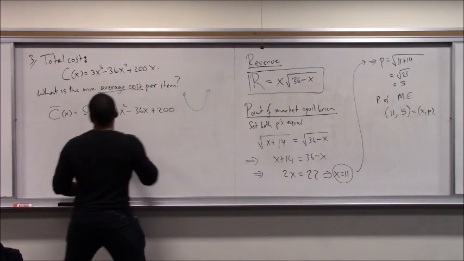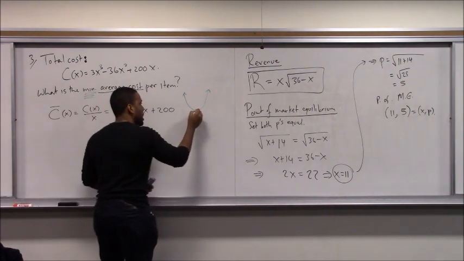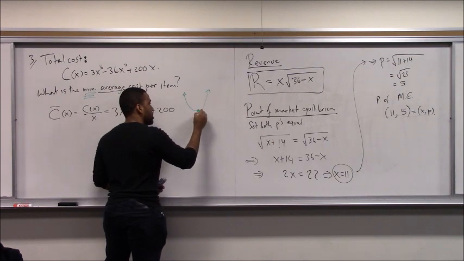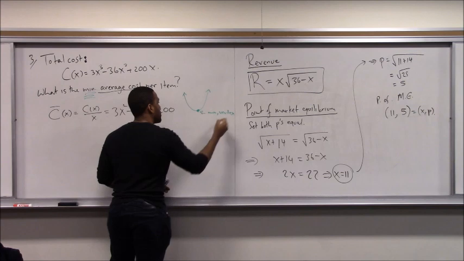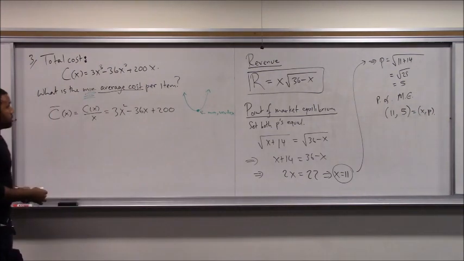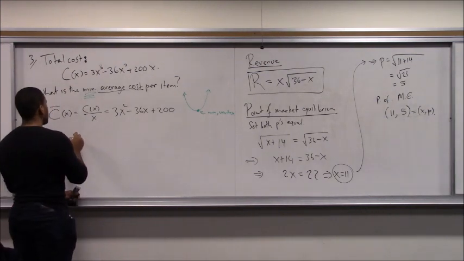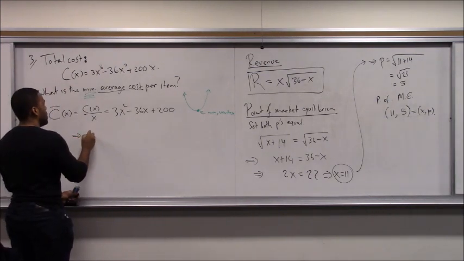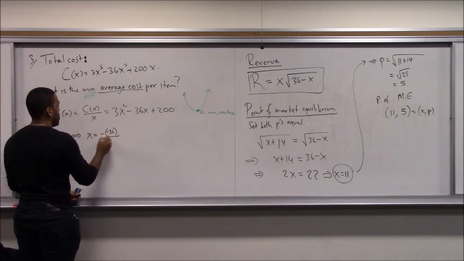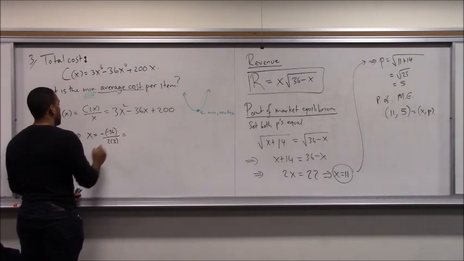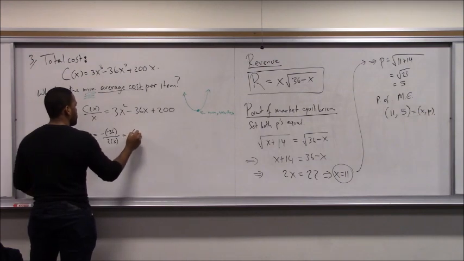So seeing that they asked us about the minimum, I know that they want this point here. That's the minimum. That's going to be the vertex in this case. And so now I would simply find the minimum average cost. This implies my x would be minus b over 2a. That's what? 6.